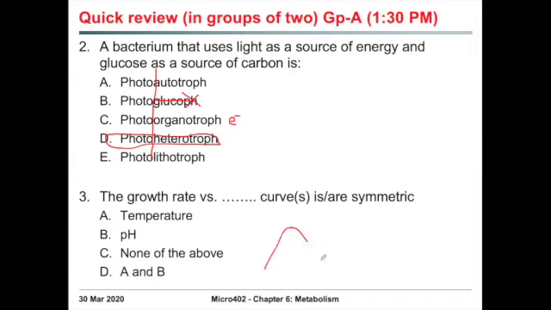The growth rate versus curve is symmetric. Of course we took this. This is chapter 5. There are two curves, one for pH and one for temperature. It's a piece of information and it was in the lecture. For temperature, the curve is asymmetric because the bacteria die immediately when the temperature is a little bit above their optimum, because protein denaturation and cytoplasmic coagulation happen. Whereas pH is a symmetric curve, so the answer is B.